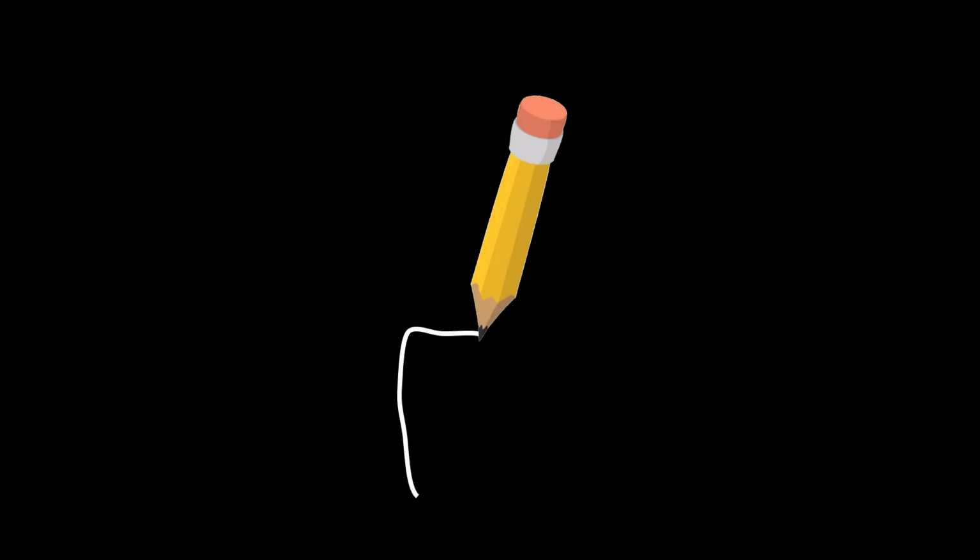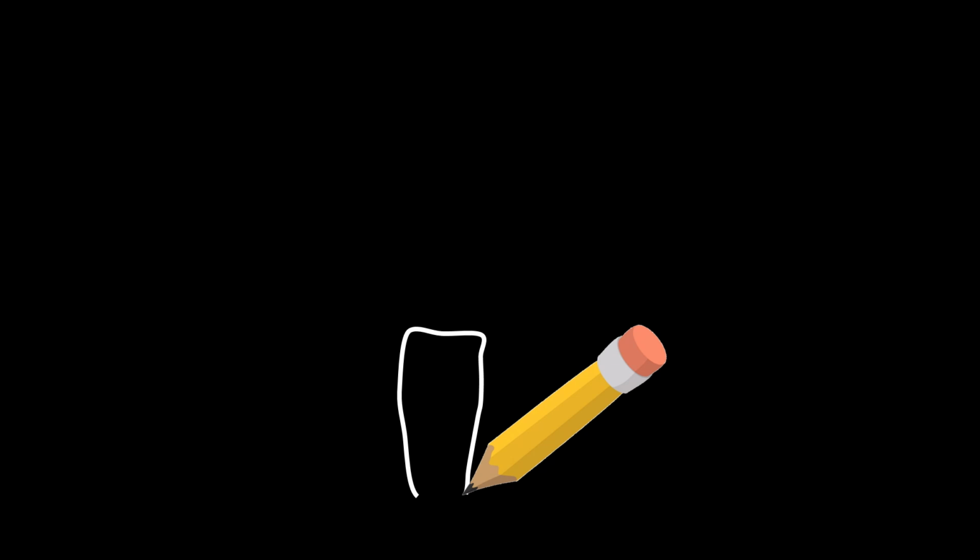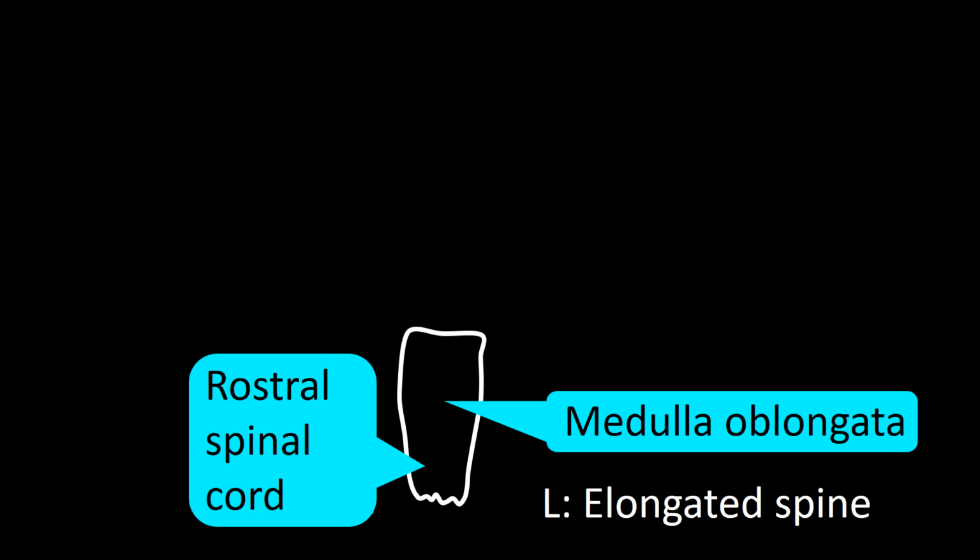I start close to the bottom at the middle of the frame and start drawing a line going up and up, then turn it in, advance a little, that is for a short distance, and turn the line down again to about the level I started on the other side. Then draw a wiggly line across. This represents the medulla oblongata, which in Latin means elongated spine. Below, we have the rostral spinal cord.